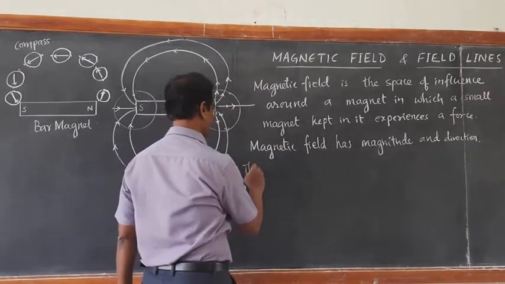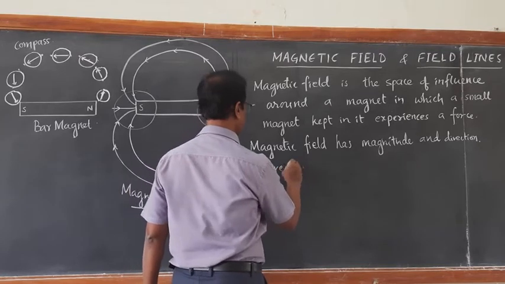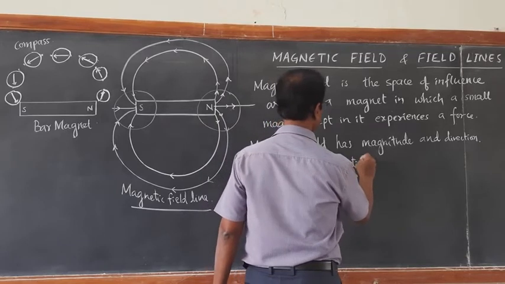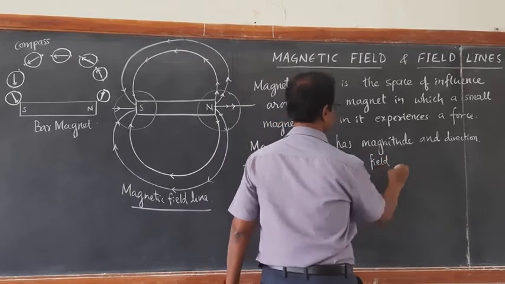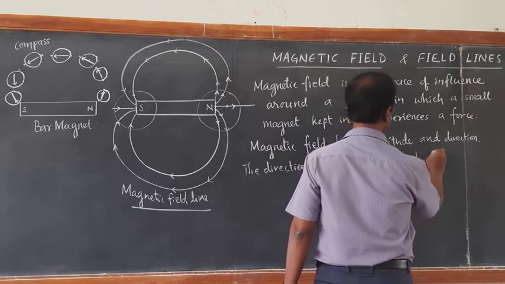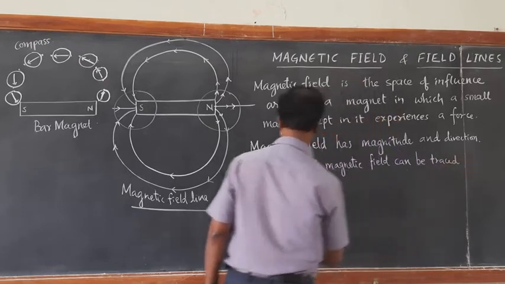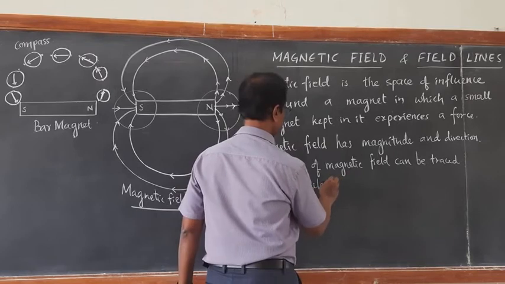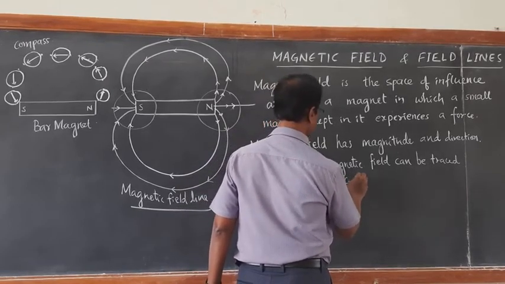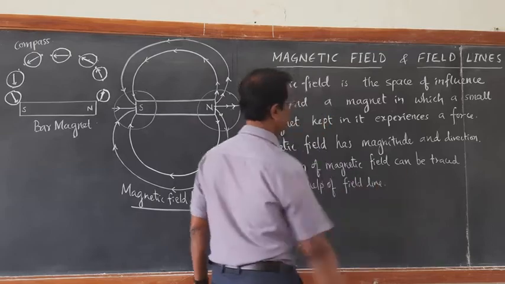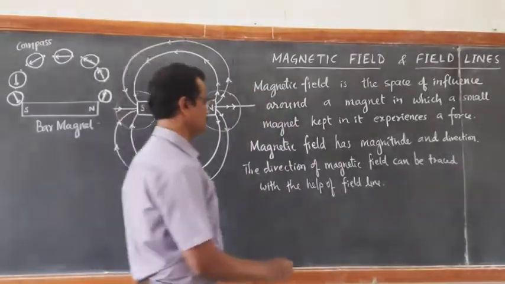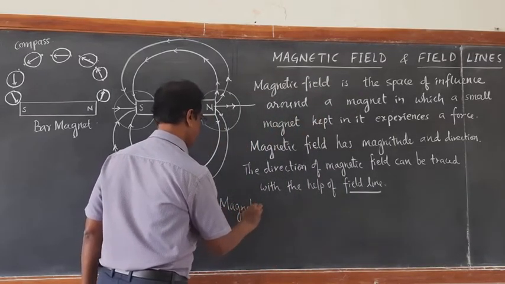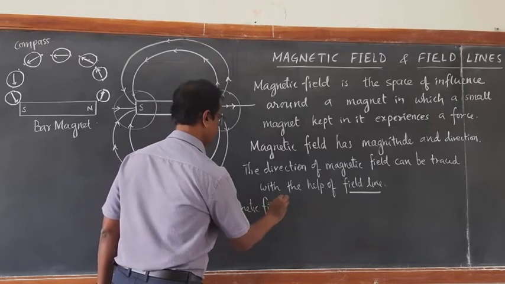The direction of the magnetic field can be traced with the help of a field line. Then the question arises, what is a field line? So we define what a magnetic field line is.